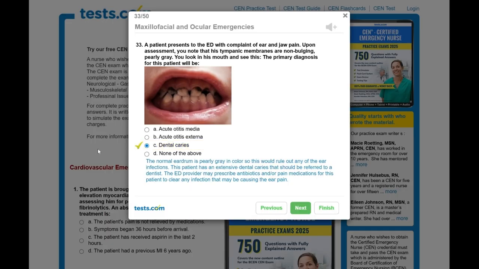C. Dental caries. The normal eardrum is pearly gray in color, so this would rule out any of the ear infections. This patient has extensive dental caries and should be referred to a dentist. The ED provider may prescribe antibiotics and/or pain medications for this patient to clear any infection that may be causing the ear pain.